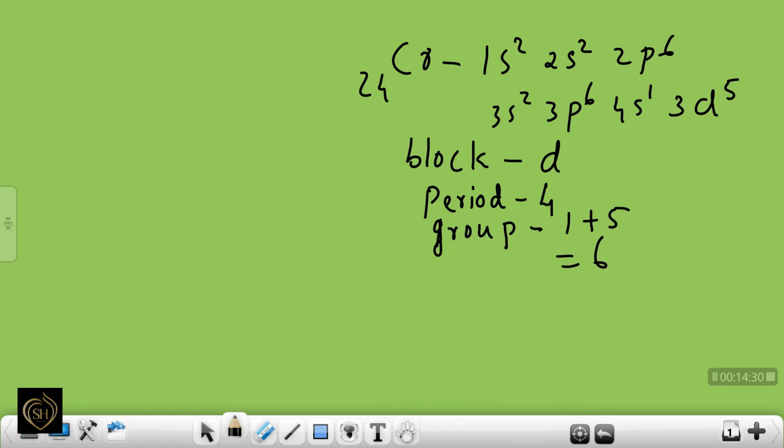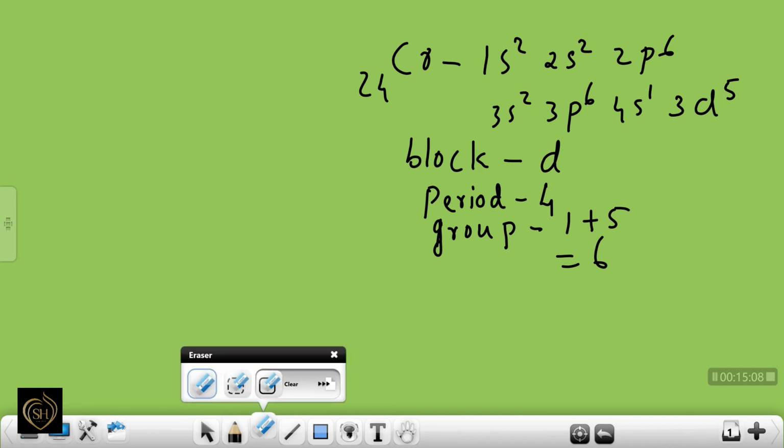So for finding group, there are 3 blocks. S block: outer electrons in the last S subshell. Then P block, how to find the group? The electrons in the last P subshell plus 12. For D block, the electrons in the outermost S subshell and D subshell. S plus D.